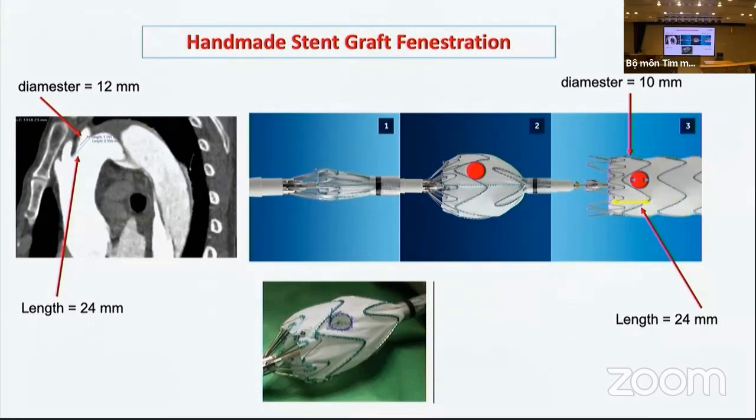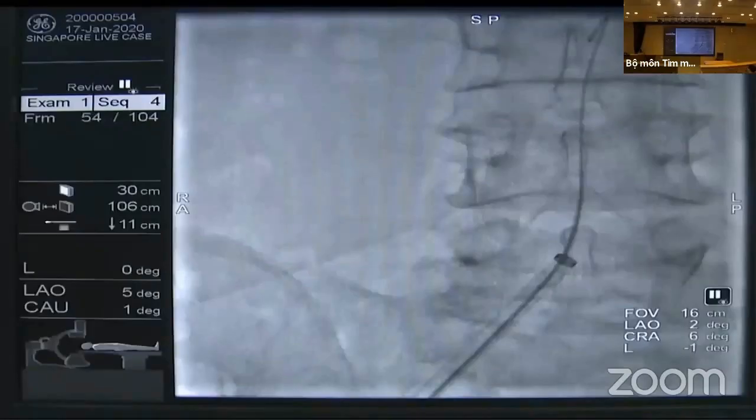Actually, when we see here, the hole is smaller compared to the diameter of the left subclavian artery, to try to avoid leaking later on. We can see the hole here very near the rings, because if it's too far from the ring, the stent is deformed. So that's why you try to connect very near the ring, and then you suture very near there.